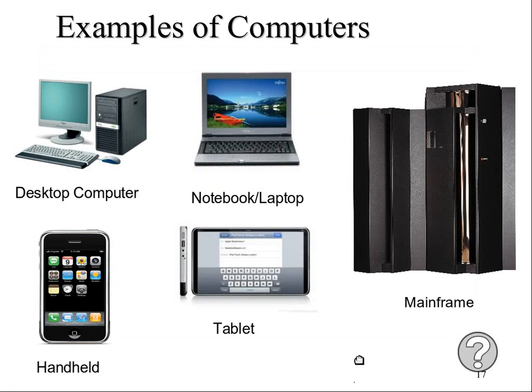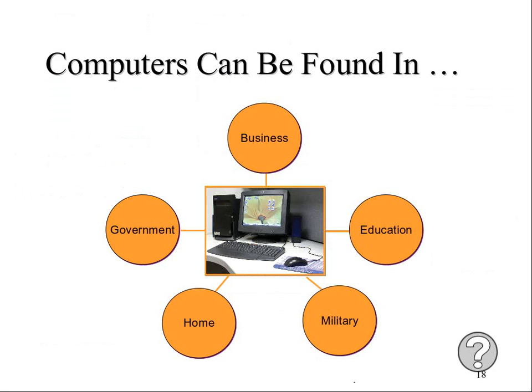So there are many things besides what we normally think of as computers that are actually computers. For example, your cell phone, appliances. There's computers in your car. There's computers in toys. You would be surprised at the places you'll find computers. In fact, computers can be found almost everywhere, in business, in government, in your home, in education, the military. There are computers found just about everywhere.